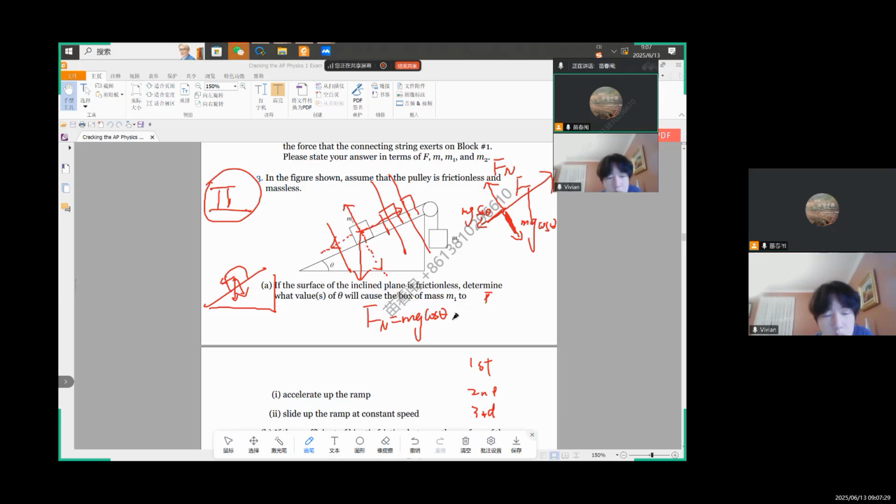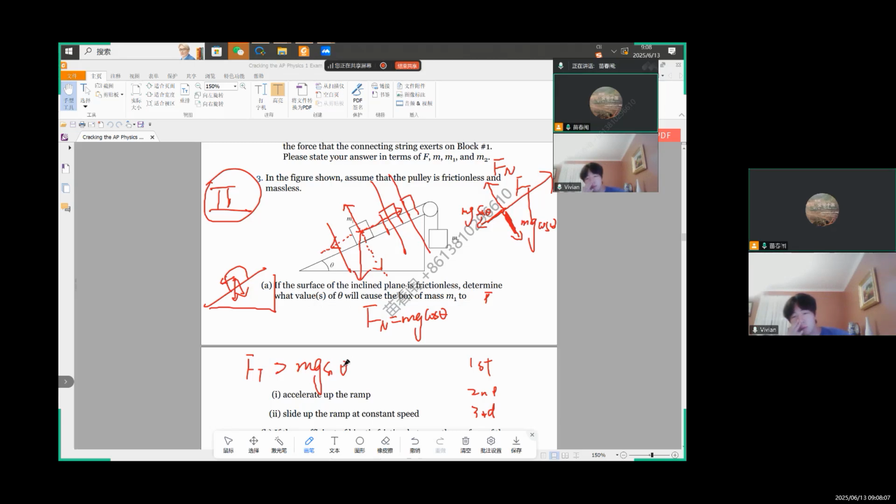Which means your FT wants to be higher or lower? FT to be higher, right? Higher than mg sine theta, so that it accelerates. Yes, higher than mg sine theta. Does that make sense?